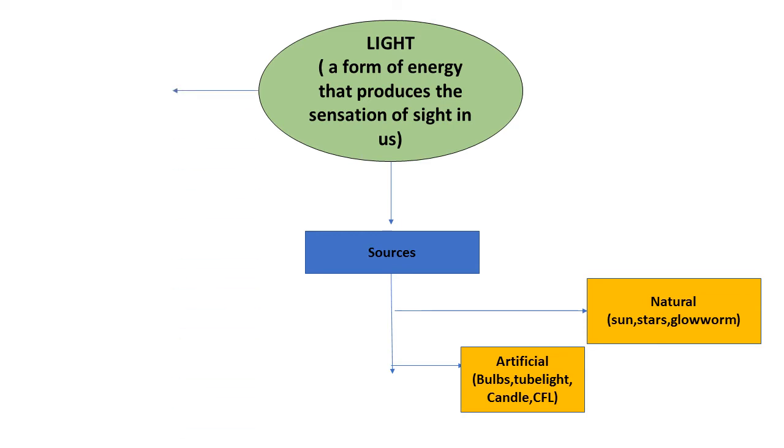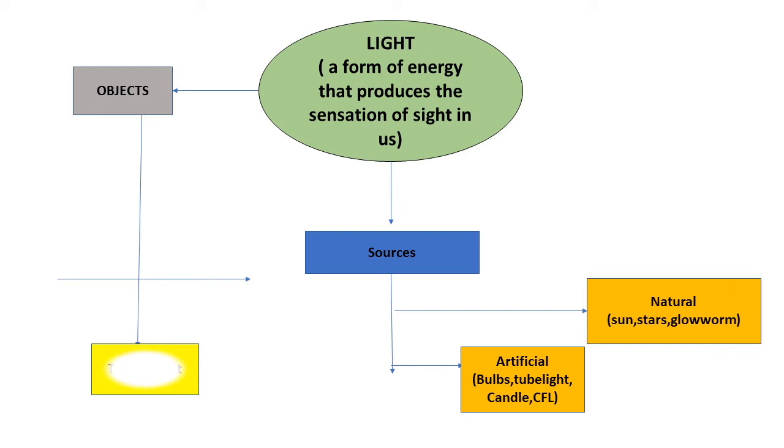When the light falls on an object, it either passes through it completely, partially, or it does not pass at all. On the basis of this behavior of objects towards light, they are of three types: transparent, translucent, and opaque objects.